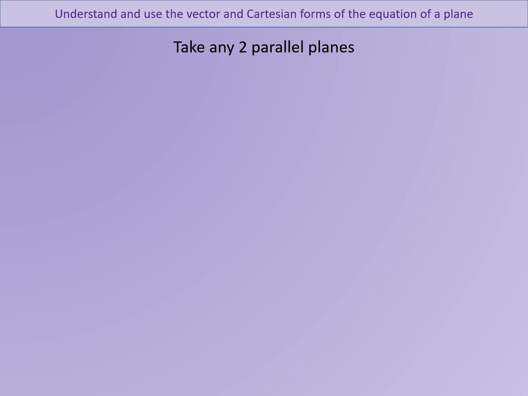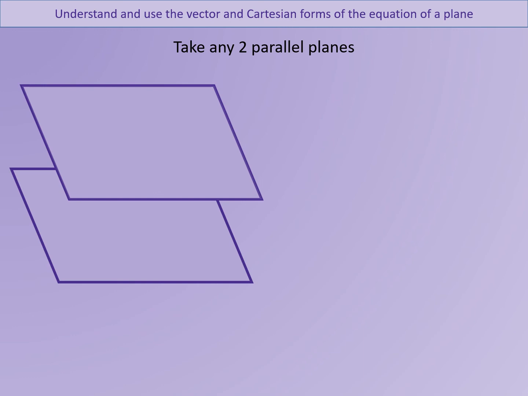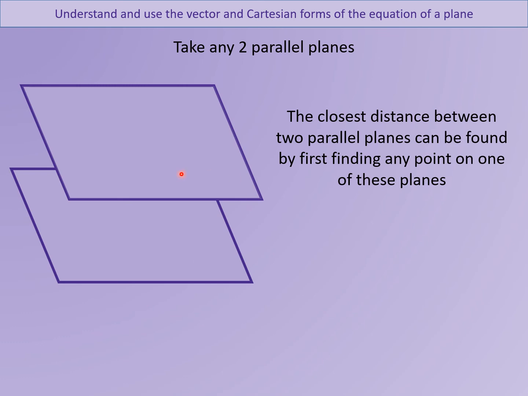Right, so the last little bit then, take any two parallel planes. There we go, two parallel planes. Now if you're looking for the closest distance between two parallel planes, it can be quite tricky to work out because obviously there's lots of different distances. So the closest distance between two parallel planes will be the line that is normal, perpendicular to both of them. But the way you can do it is by finding a point on any one of the planes. So if I just take this top plane, for example, and I figure out a point on that top plane, so it's just a point that satisfies the equation for that top plane, it doesn't matter what it is. So I found that point P.